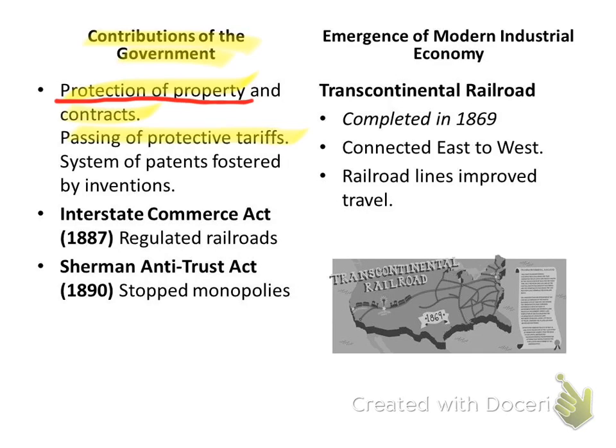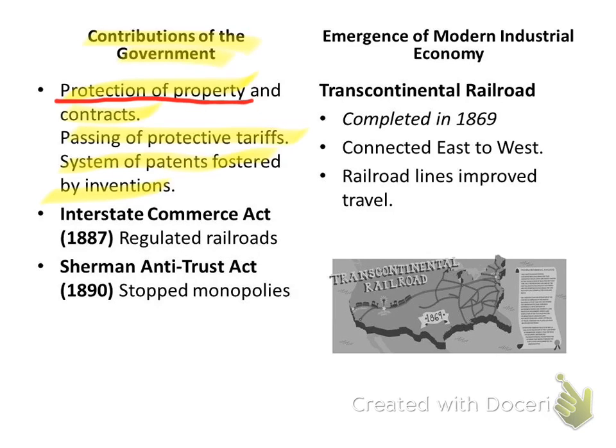Another contribution of government is a system of patents fostered by inventions. The government can protect your intellectual property. If you write an original piece of music, you can copyright it. If you create a brand new video game, you can copyright it. And if anyone tries to use your ideas, your concepts, your music, your words without your permission, they can be stopped by the government and or fined, forced to pay you for your intellectual property.